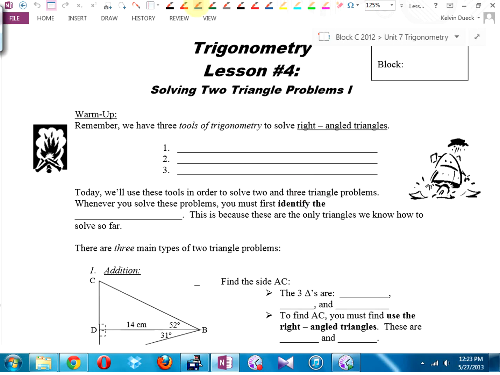What were our 3 tools? We have Pythagoras. We have SOHCAHTOA: sine, cosine, and tangent. And we have the angles of a triangle add up to 180 degrees. If I know 2 angles, I know the third one.